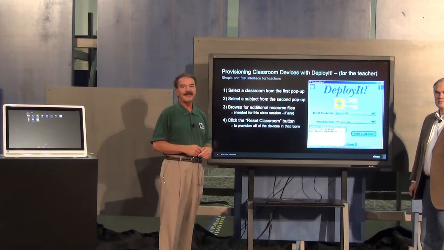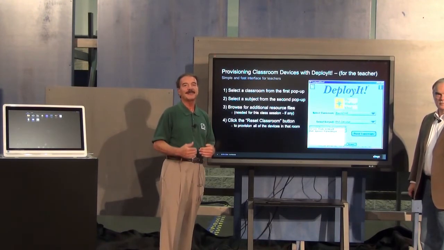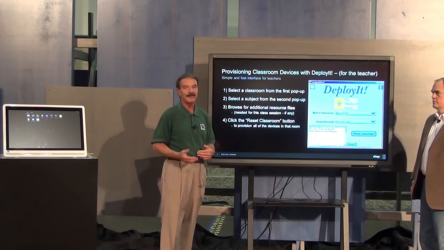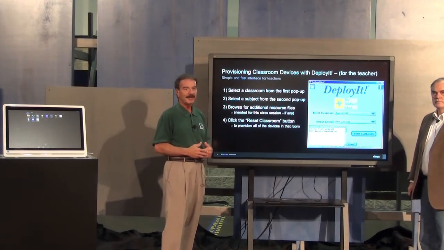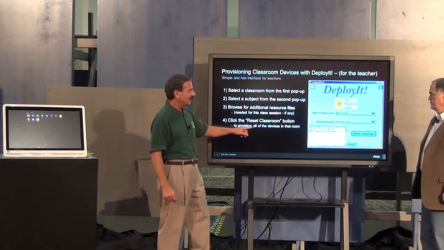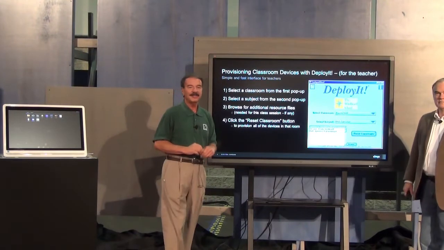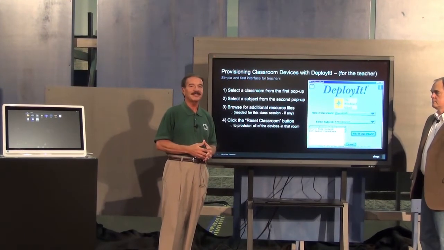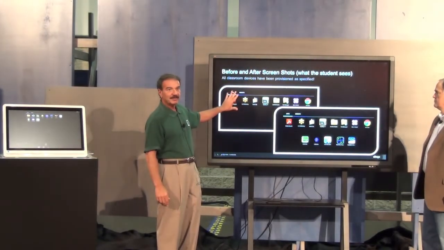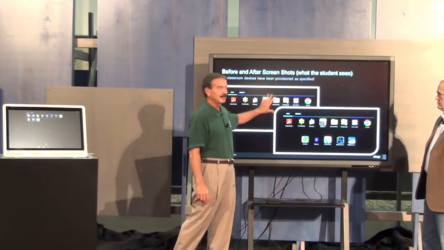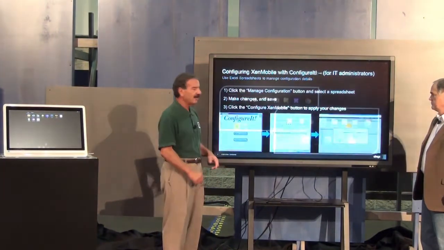For example, if they have a study guide for this class, or they have a homework assignment that they want to put out in PDF format, they can add those items to this particular deployment. Then it's a single touch of the Reset Classroom button that deploys everything onto the device. For the student, their desktop changes from the previous to this new look based on the applications that they need.